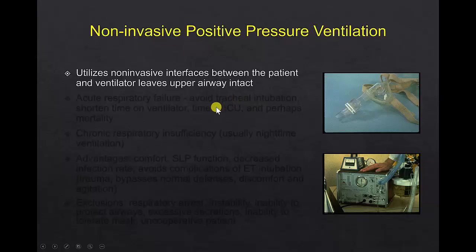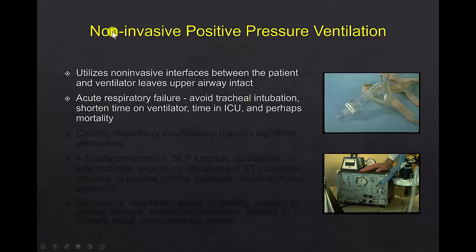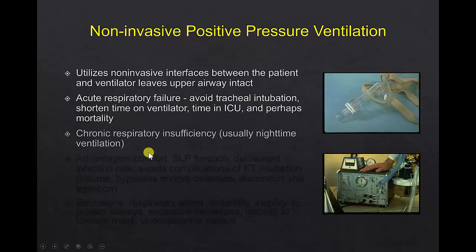or tracheostomy tube intubation. So we like to use NIPPV in patients with acute respiratory failure in order to avoid tracheal intubation, shorten the time on ventilator, shorten time in ICU, and perhaps improve mortality. There have been some studies in the 1990s going into the 2000s that show that if you use this paradigm of trying to avoid intubation, you can actually have better outcomes across the board. We also use NIPPV in a more chronic setting, especially nighttime ventilation in chronic respiratory insufficiency patients.